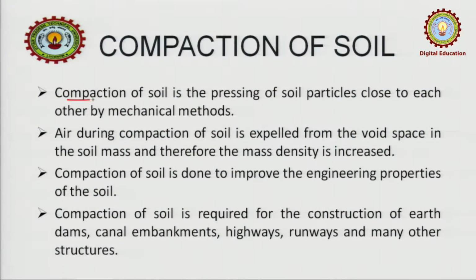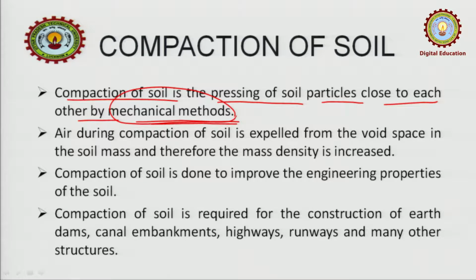Compaction of soil is the pressing of soil particles close to each other by mechanical method. What is the mechanical method? If you remember, you have perhaps seen in the ground, if compaction is to be done, then a rammer or a heavy object is continuously lifted and then pressed. So a cyclic movement is carried out on the place where the compaction is to be done. This is the mechanical method.